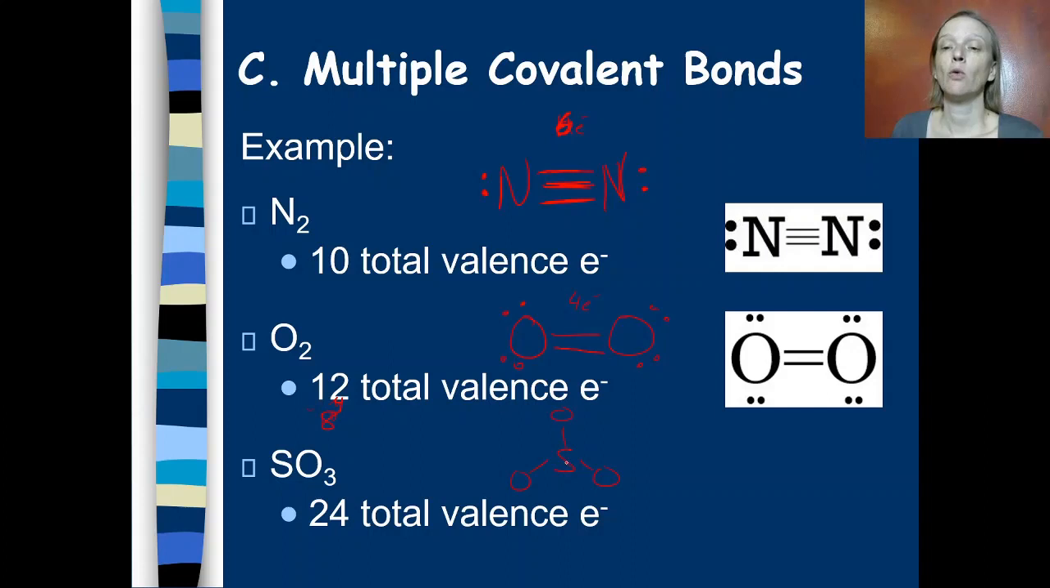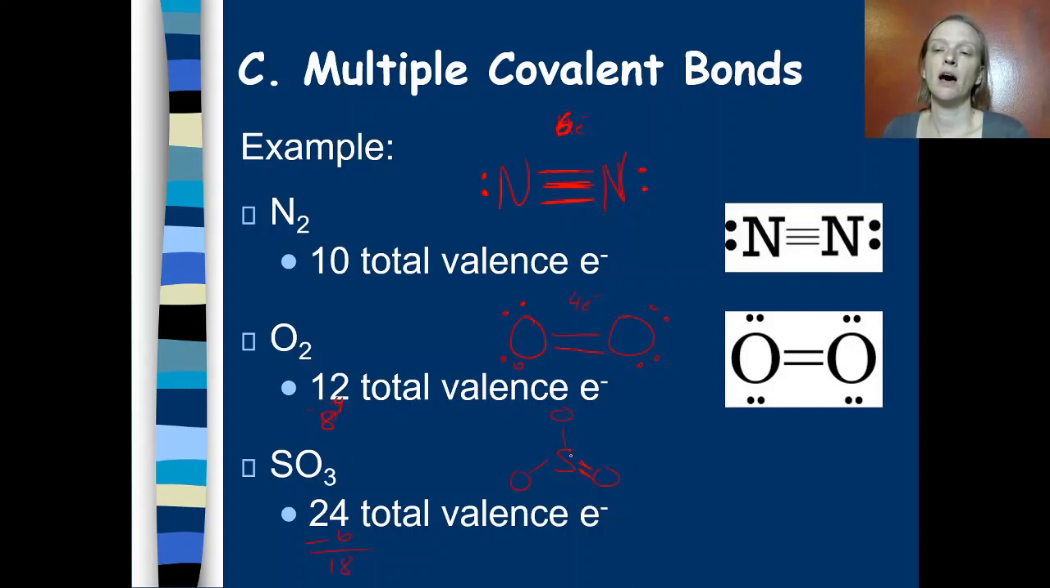Now, in order to give everyone a full octet, I've drawn 3 bonds, which is 6 electrons, so I have 18 electrons left to place. If I want to give everyone a full octet, I would need to put 6 electrons here, 6 here, 6 here, and 2 more here. That would be 20 electrons. I don't have 20 electrons, I only have 18 left. So I need to draw in a double bond.